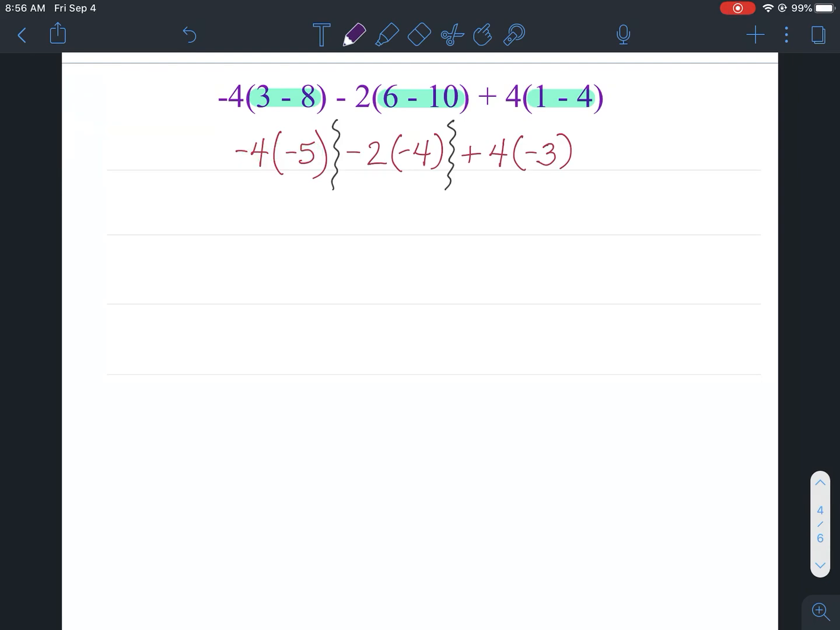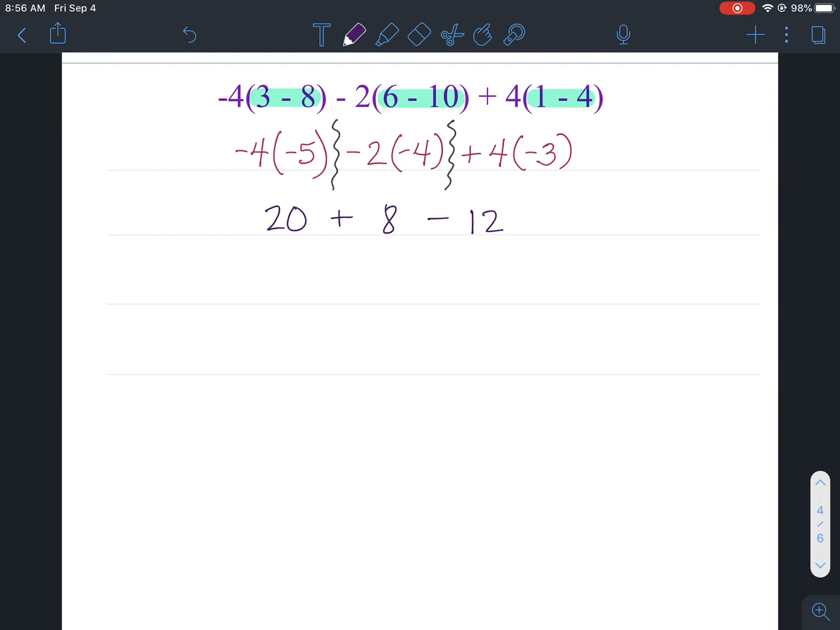So 4 times 5 is 20. Those signs are the same. It's an even amount of negatives, so it will be positive. Next, I've got 2 times 4. 2 times 4 is 8. Again, there's an even amount of negatives, so that will be positive. The last one, 4 times 3 is 12. This time there's only one negative, so an odd amount of negatives means the 12 will be negative.